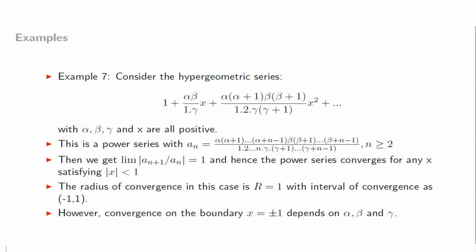The radius of convergence in this case is r equal to 1, with interval of convergence as minus 1 to plus 1. However, convergence on the boundary depends on alpha, beta and gamma.